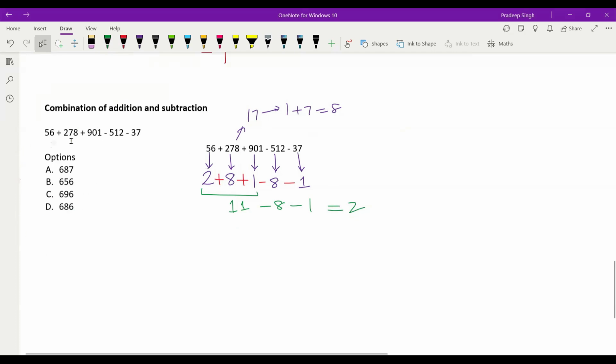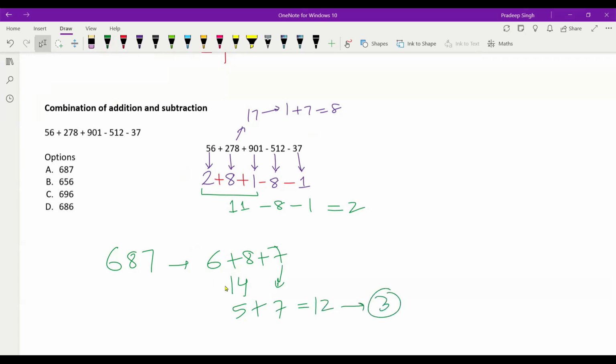Now we will see which option can get us the digit sum as 2. Let's start with option A, 687. Let's write it down. 687. The digit sum will be 6 plus 8 plus 7. 6 plus 8 is a 14. The digit sum of 14 is 1 plus 4, which is 5. And then we add 7 to it. 5 plus 7 will be 12. The digit sum of 12 is 1 plus 2, which is equal to 3. Now we can write that in option A, the digit sum is equal to 3.